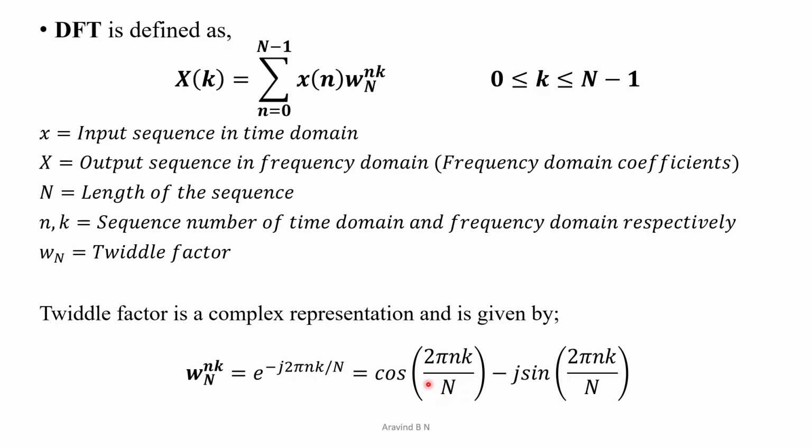Capital letter N is the length of the sequence, so that will also be known while calculating, when the values are given in a problem. That means overall we will be aware of all the variable values present here. So by substituting them, we can calculate. The term j is the complex factor.